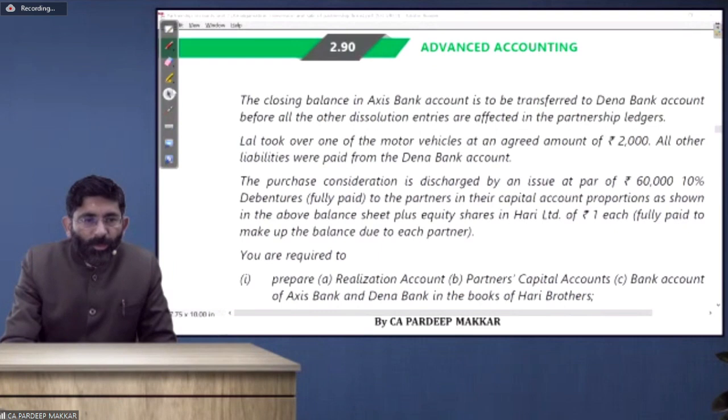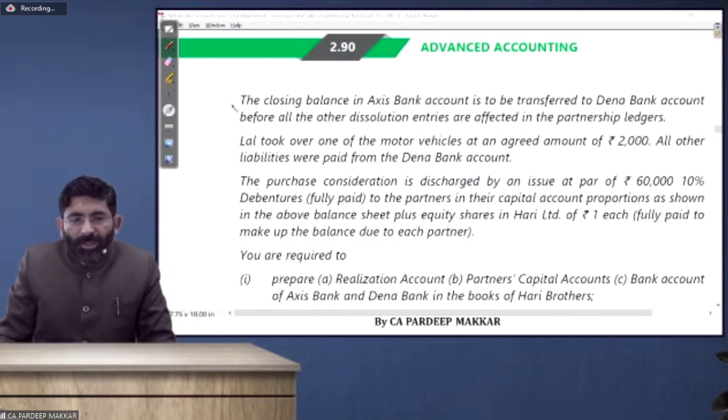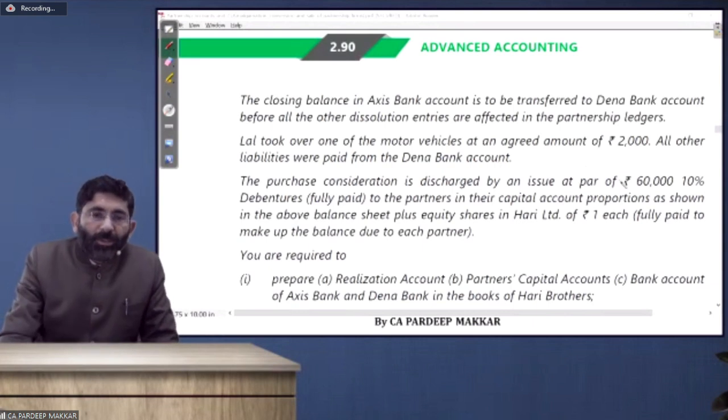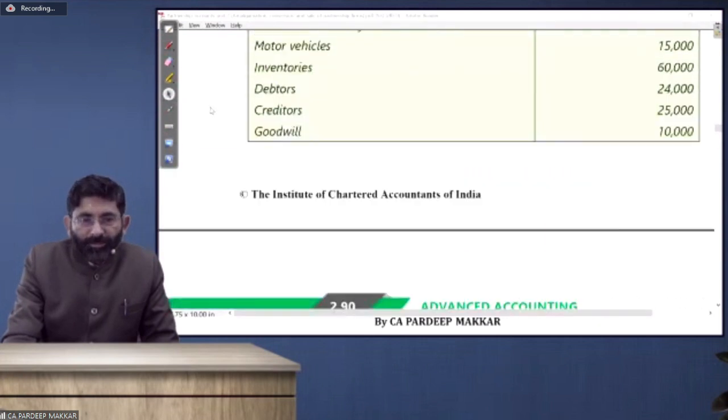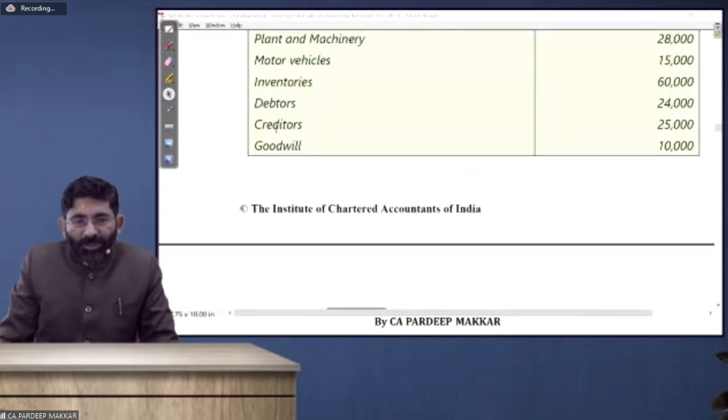Now talking about the remaining, he says all other liabilities were paid from the Dena Bank. What does that mean? It means the company has paid only the creditors, because it has been specifically mentioned that creditors are taken over by them for rupees 25,000.